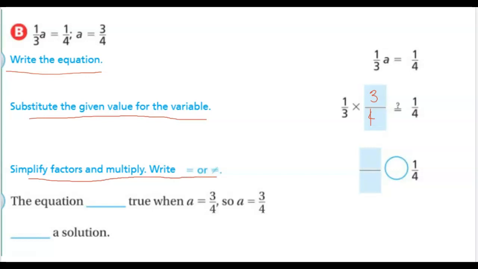So when we simplify, 1 times 3 is 3, 3 times 4 is 12. Simplest terms would have been 1/4. So 1/4 does equal 1/4. That means the equation is true when A equals 3/4. So A equals 3/4 is a solution.